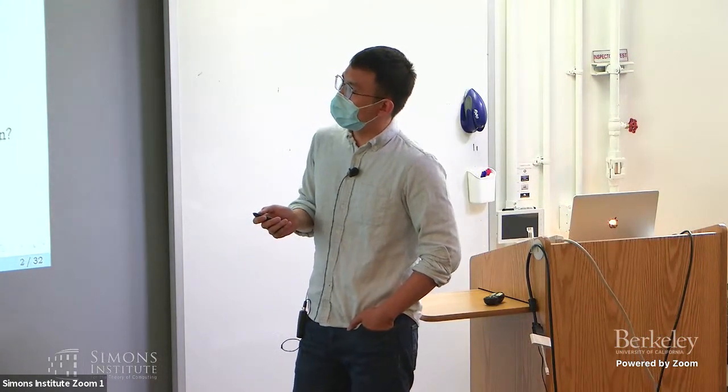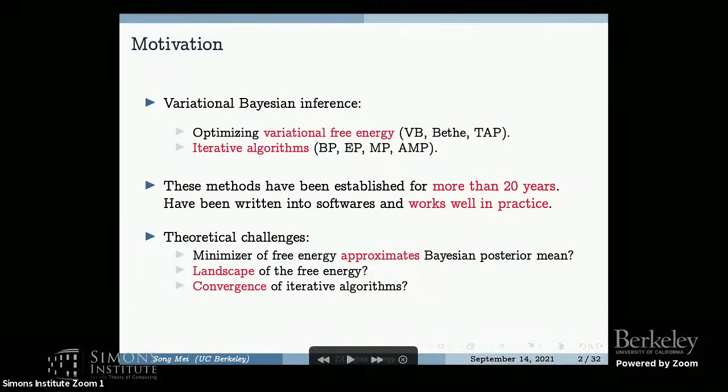The motivation is to do variational Bayesian inference. There are two points of view in terms of variational inference. One point of view is optimizing a variational free energy, and another is to use iterative algorithms. Variational free energies include, for example, the variational Bayes free energy or the TAP free energy. Iterative algorithms include belief propagation, expectation propagation, message passing, and approximate message passing. These methods have been established for more than 20 years, have been written into software, and work well in practice when people actually do Bayesian inference.